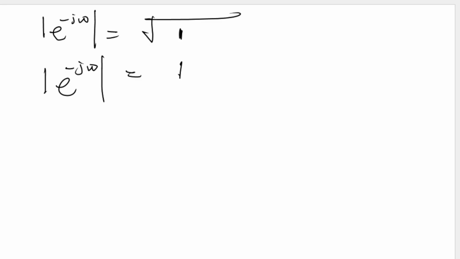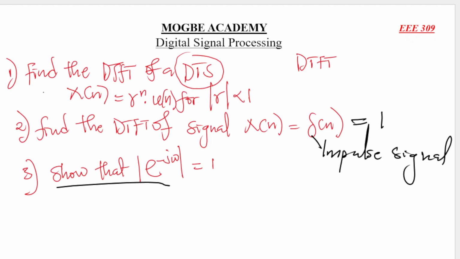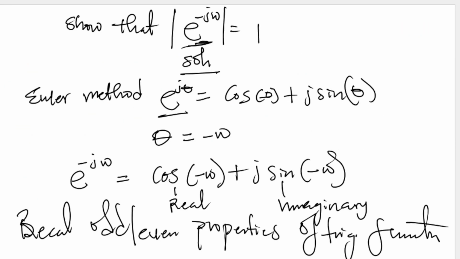Now you can see that you've already proven, or you've shown, what you have here as your question, which was given, that the absolute value of exponential minus JW is equal to 1, with the steps given. Are we together?